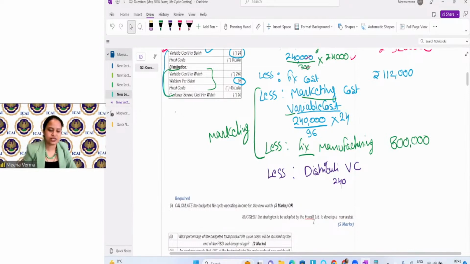If you will see in this, what is happening over the entire life cycle of the product, they have just asked you to find the profit. We have just calculated the profit here over the entire life of the product. Okay. Now there is a question. Okay, what is the question? Second part of the question is what? What percentage of the budgeted total product lifecycle cost will be incurred by the end of the research and development and designing stage.